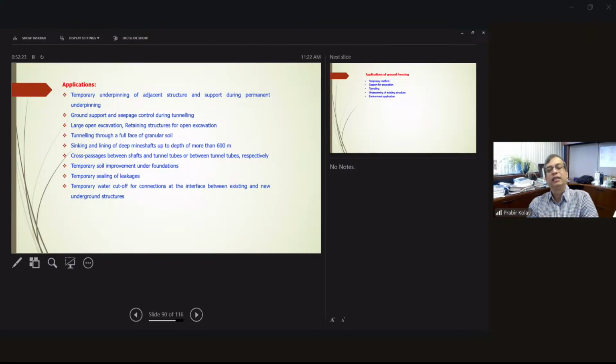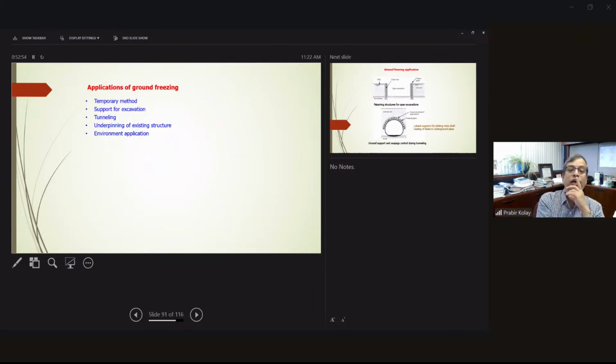So applications: it can be temporary underpinning structures. It can be ground support, seepage control during tunneling, large open excavations, retaining structures, tunneling through the full space granular soil, sinking and lining of mine shafts. So a few things: when there is a leakage of water, there is a temporary cut-off wall. All these things where there's a problem with the water, you freeze the ground and then do your work. Or when even machinery cannot go, freeze the ground, and then the machine can go and do your construction.